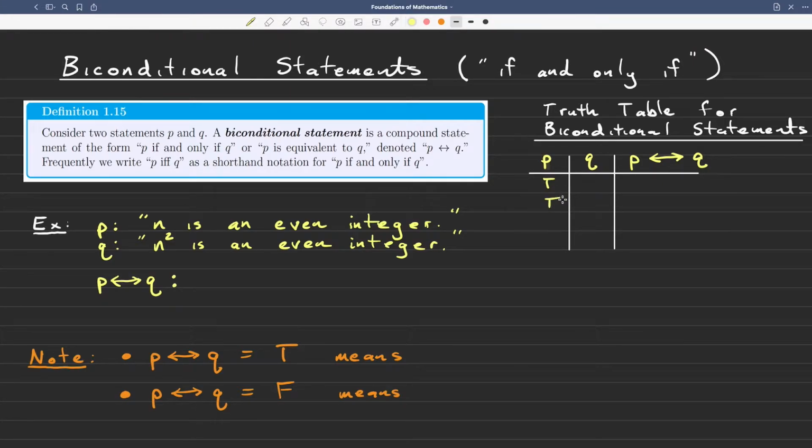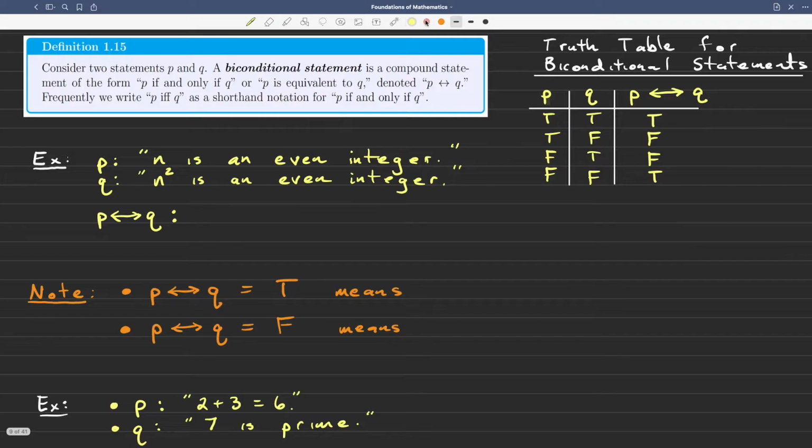So if we fill in our true, true, false, false under P, and true, false, true, false under Q, then the lines of this table where P and Q have the same truth value are the first line and the last line. So those are the instances where P if and only if Q is true, because P and Q are equivalent in those two cases. In the other two cases, the middle two lines, P and Q have opposite truth values, so they're not equivalent. So I'd have false on those two lines. So just a little note here: P if and only if Q being true means P and Q have the same truth value. And P if and only if Q being false means P and Q have opposite truth values.